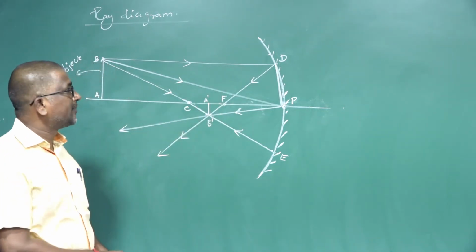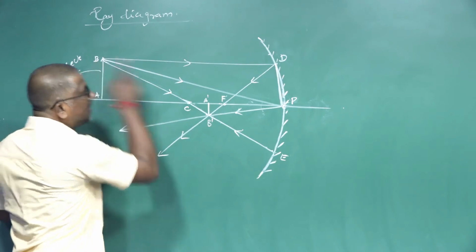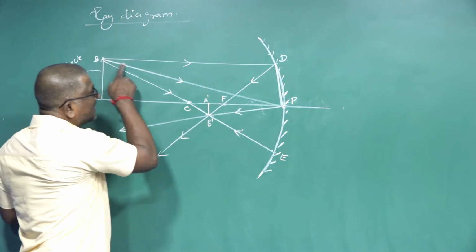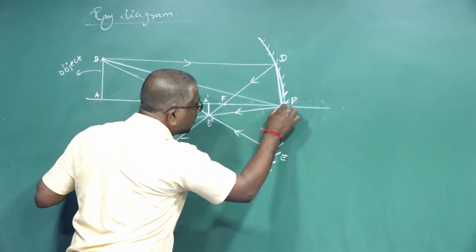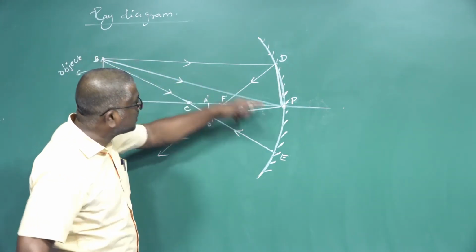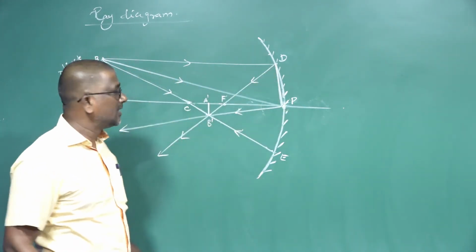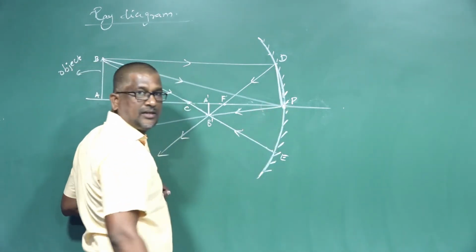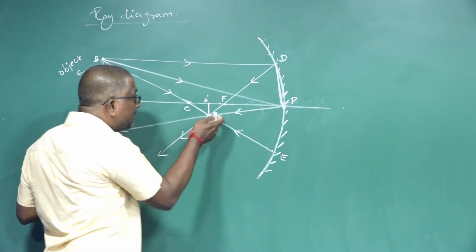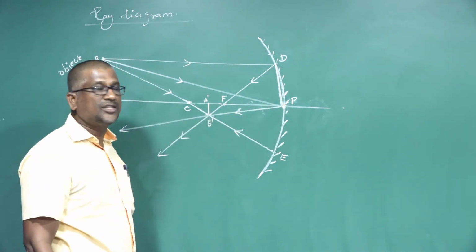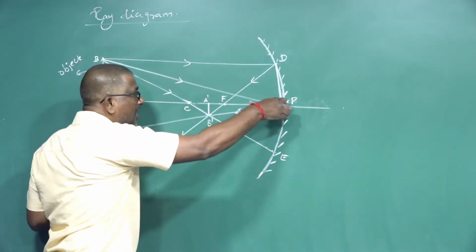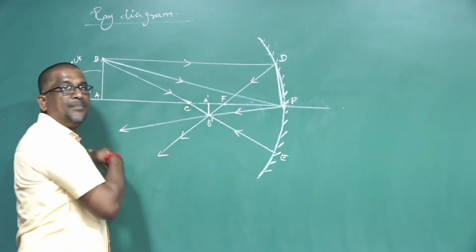The second paraxial ray is BP. This paraxial ray travels towards the pole of the concave mirror and is incident at point P. After the reflection, it travels along the PB dash direction.